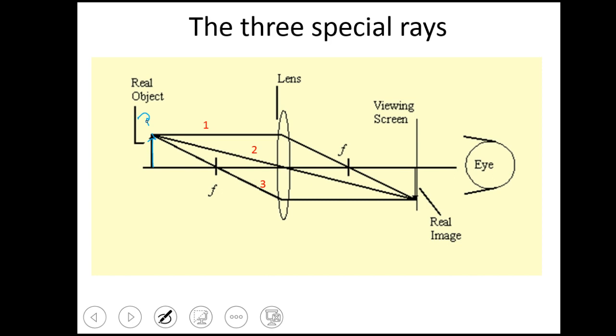For each scenario with these 4 different kinds of optical instruments, there are always going to be 3 special rays, and these behave pretty similarly. But I'm going to go through every possible example with you, so pay very close attention.